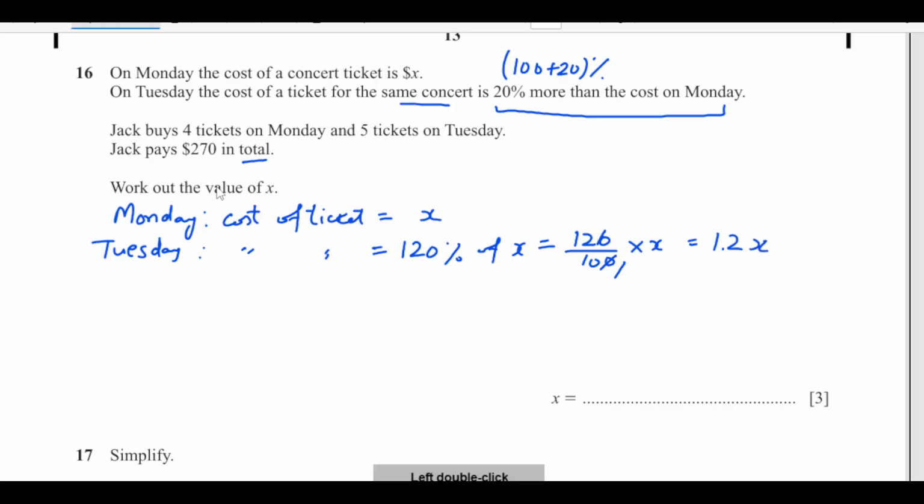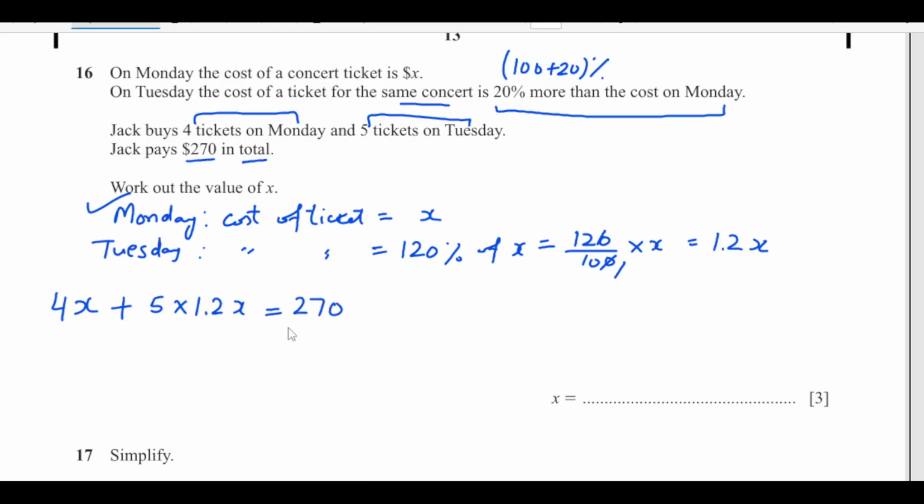Okay. So now we are given Jack buys 4 tickets on Monday. So 1 ticket on Monday costs x, then 4 tickets will cost 4x. Then plus, he buys 5 tickets on Tuesday. So Tuesday ticket cost is 1.2x, and the total cost he pays is 270. So this gives us an equation. Now we will just solve it for x. So this is 4x and 6x, so this is 10x equals 270, and x we got here is 27, right.